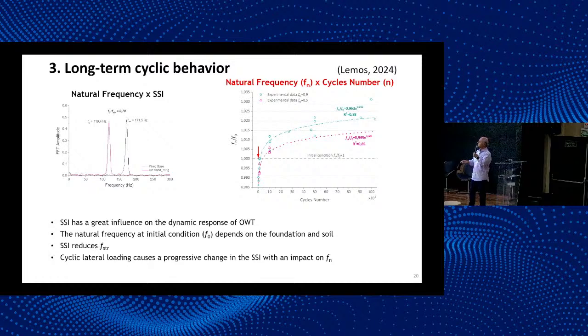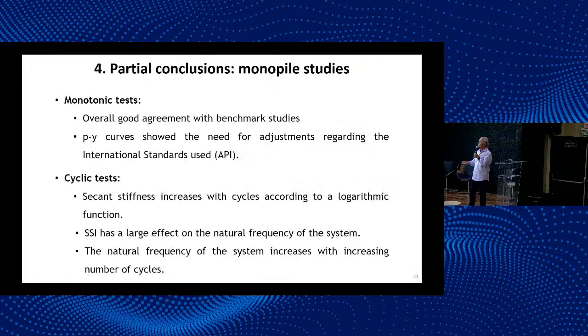Okay, so let's now go to partial conclusions. Monotonic test: overall good agreement with benchmark studies. p-y curves show the need for adjustments regarding international standards. Cyclic test: stiffness varies with cycles according to a logarithmic function. Soil structure interaction has a large effect on natural frequency, and the natural frequency of the system increases with increasing number of cycles.